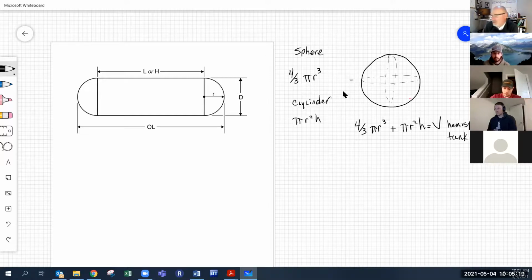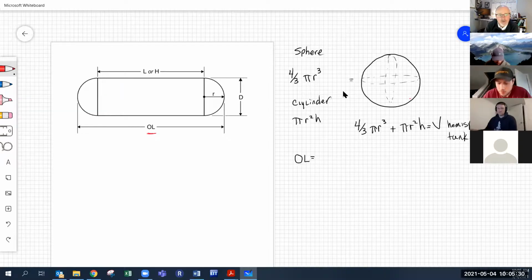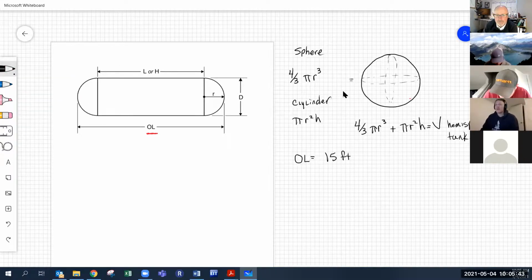First off, I'm going to give you some parameters. I'm going to tell you the overall length, that's this number right here, this number is the overall length of the tank. I'm going to call it 15 feet. And then I'm going to give you the diameter, and I'm going to say the diameter is 5 feet.